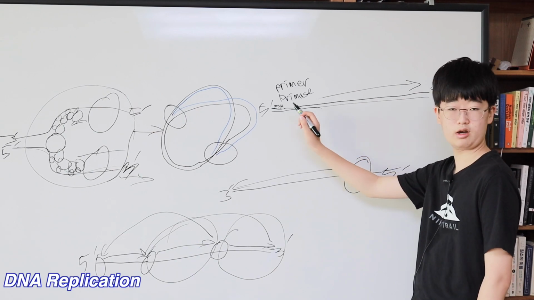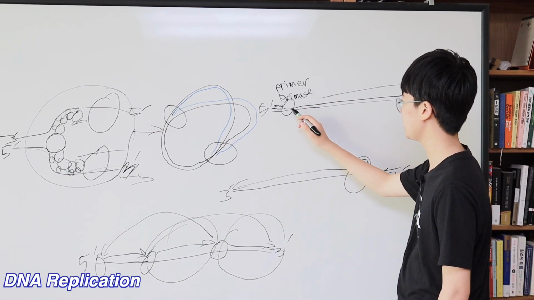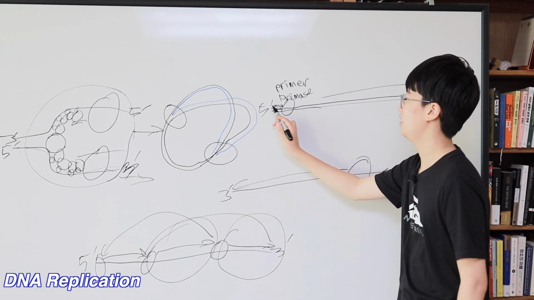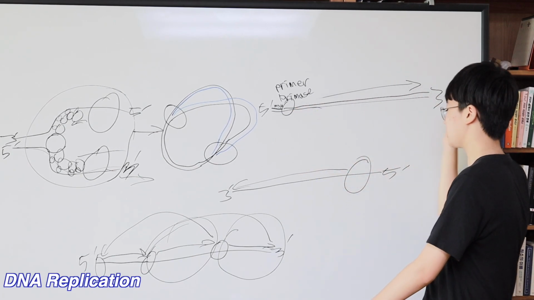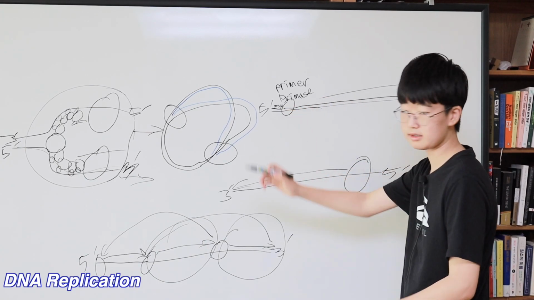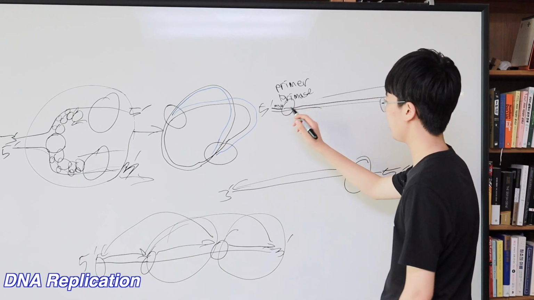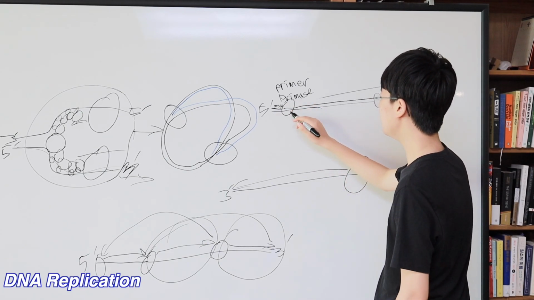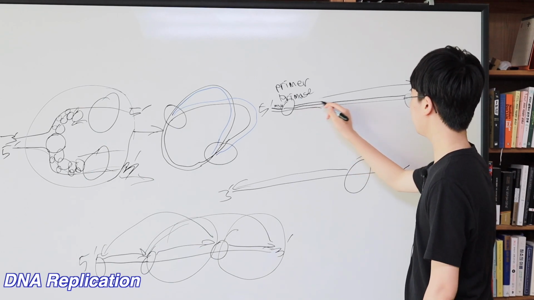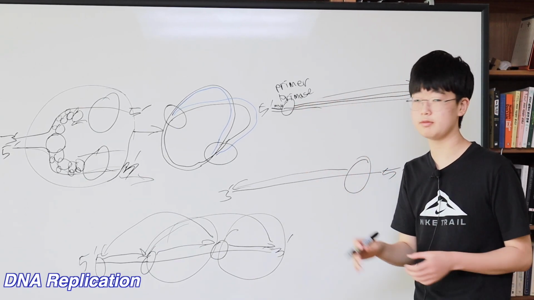Firstly, there has to be an RNA primer made by the primase, and then the DNA polymerase sees that this is a 5' and this is a 3', and the primer tells the DNA polymerase where to go. And after the primer is made, the DNA polymerase does its job and makes the DNA right next to the polymerase.